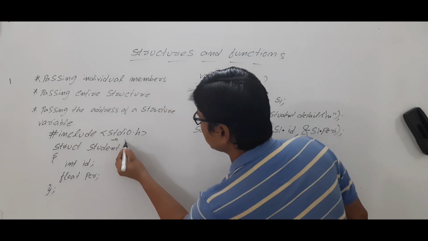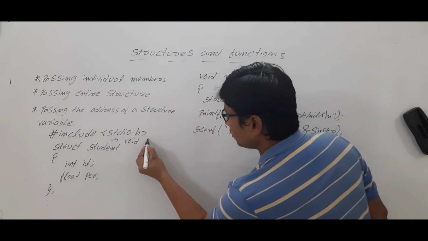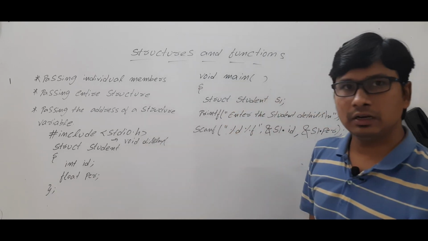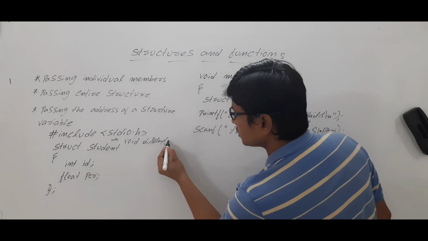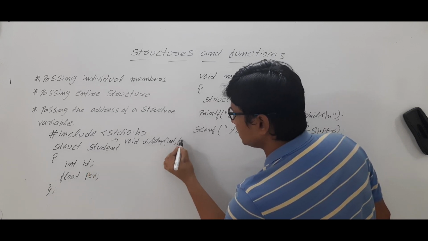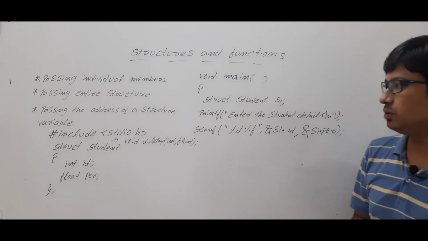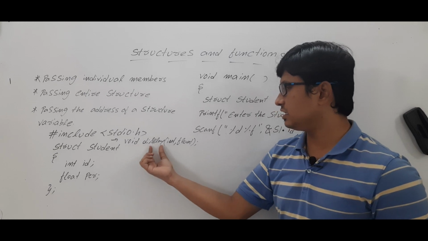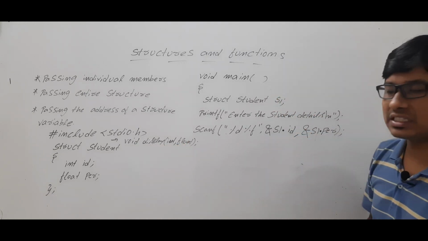I don't want to return anything, so I'm writing the return type as void, and the name of the function is display, and it will take two arguments. One is an integer and one is a float, so let me write it as int and float. So this is the function declaration: void display(int, float). Are you able to understand?